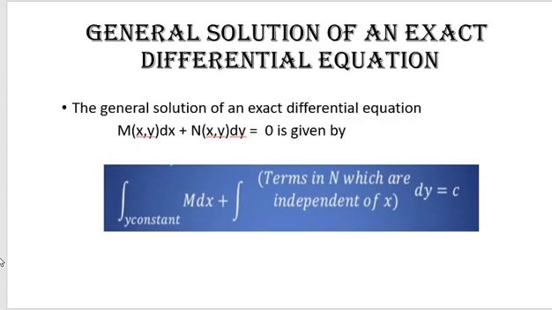Suppose you are having a constant in N, that means 2xy + 3 is the N term. Because in 2xy you can't separate x, that term is treated as 0, and the constant 3 is considered because we can treat 3 as 3 into y⁰. So that constant term is taken in the place of N, and you are going to integrate that 3 with respect to y, and that is equal to c, the general solution.